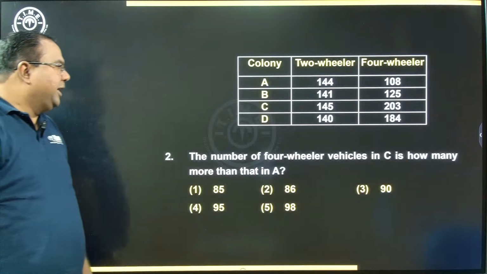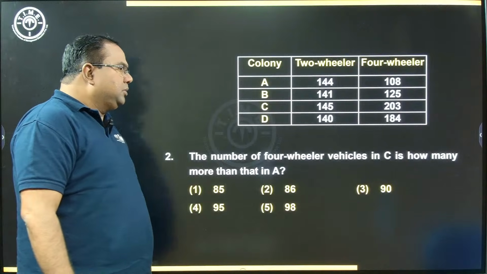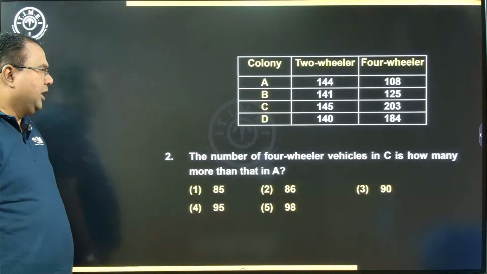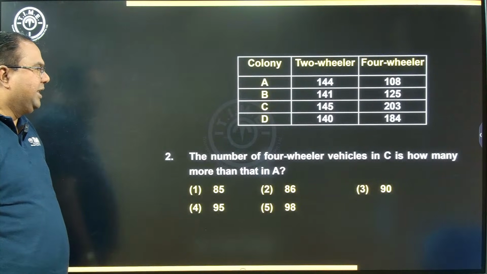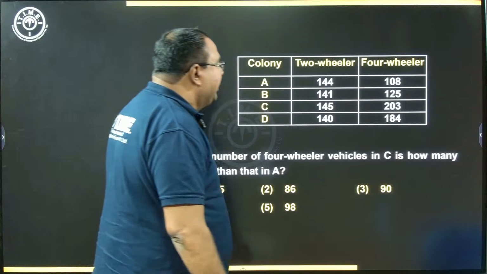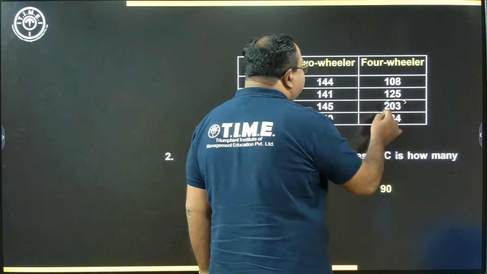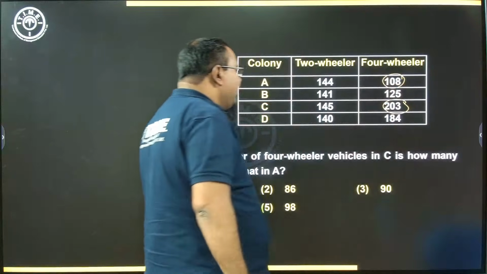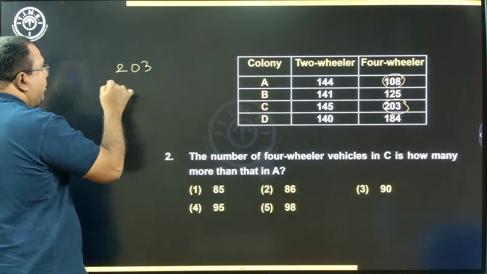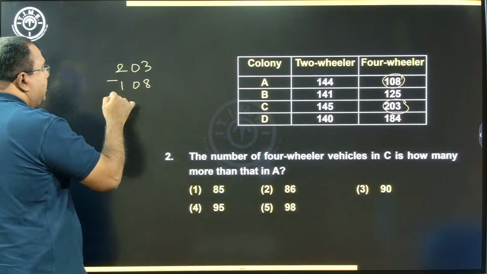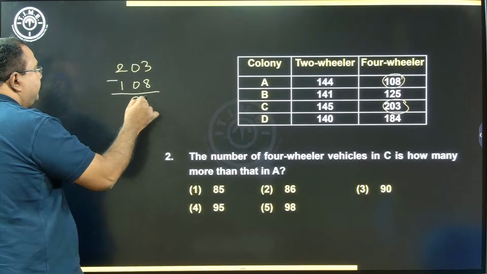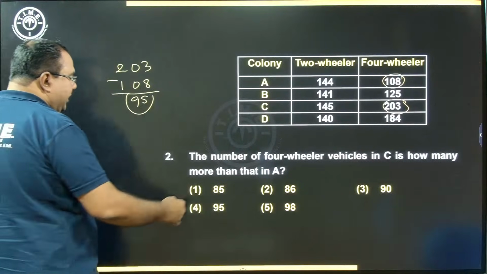Second question on your screen. I'll give you some time. You can put your answers in the chat box. The number of four-wheeler vehicles in C, how many more than that in A? C is 203, A is 108. So 203 minus 108 is how much? 95. 95 is present in choice 4.